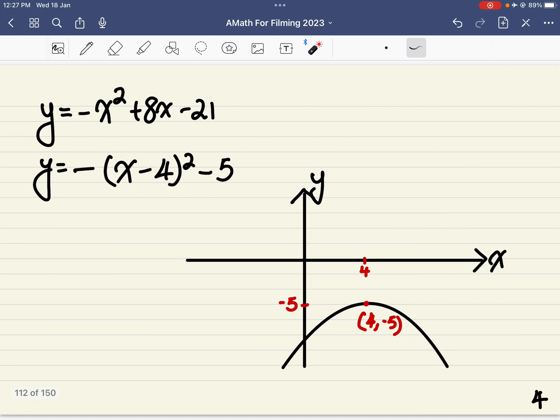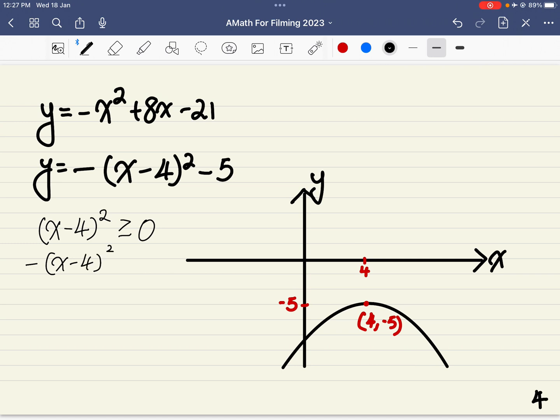Last example, again I have this graph. What I do is express it in my completed square form. I will go a bit more quickly for this one. I will start with x minus 4 squared is greater than or equal to 0. Negative x minus 4 squared, don't forget to change the direction of the inequality, will be less than or equal to 0. If I subtract 5 from both sides of my inequality, I get this inequality here.